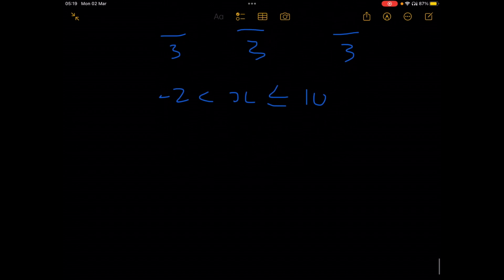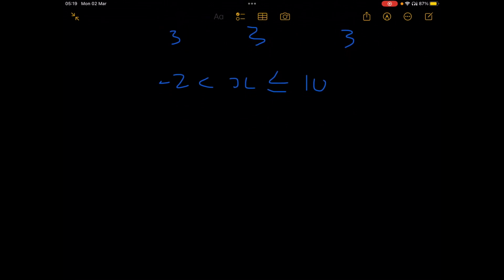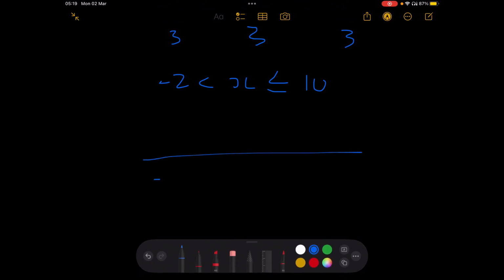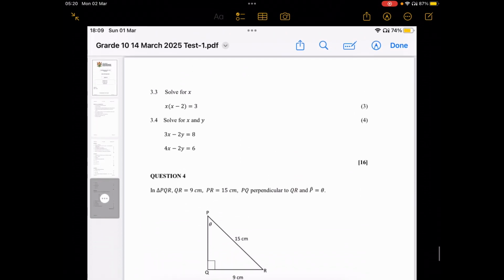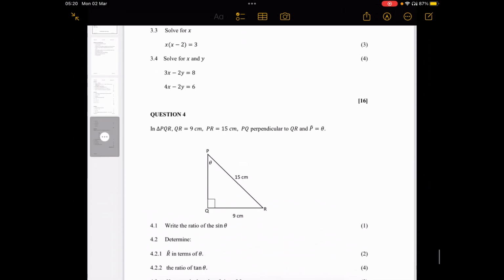Now we have to illustrate that as well in a number line form. When we do that, we're going to draw a line, put -2 here, put 10 here, draw a circle, and then in here we shade, then we combine. Okay, now the next question, I think it's 3.3, which is the last part. Solve for x with x multiplied by x minus 2 equals 3.